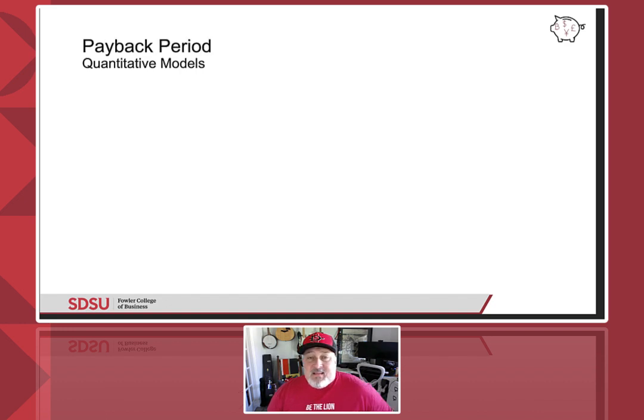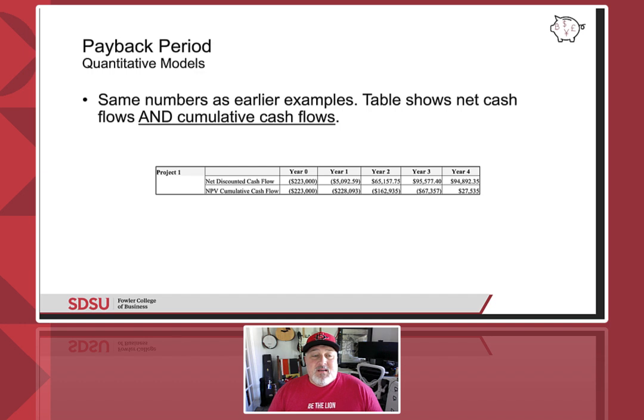All right, let's take this last example and step through it again. Same numbers as earlier examples. We have this net discounted cash flow, so this is the net of both the cash outflows and the cash inflows. And then we're going to create a cumulative number. You'll notice that year one for the cumulative number is negative 228. So that is simply my first year's value of cash flow, negative 223,000, plus year one, that's negative 5,000, that becomes negative 228.